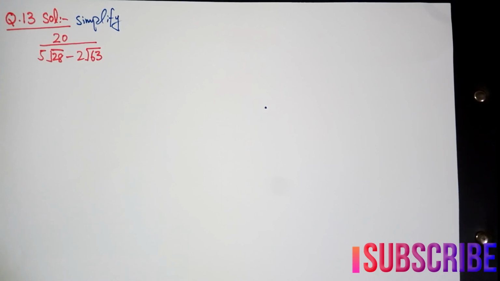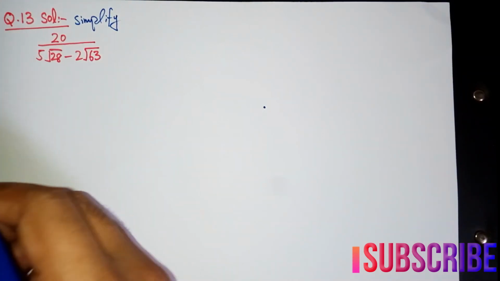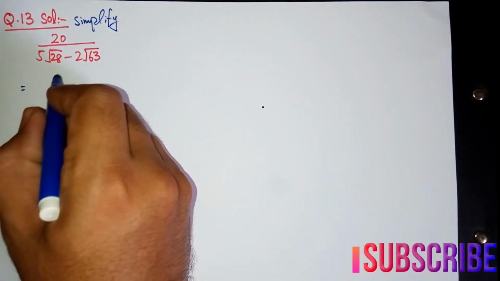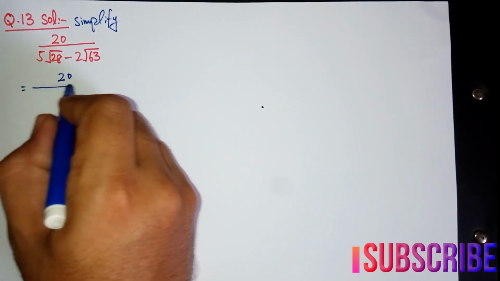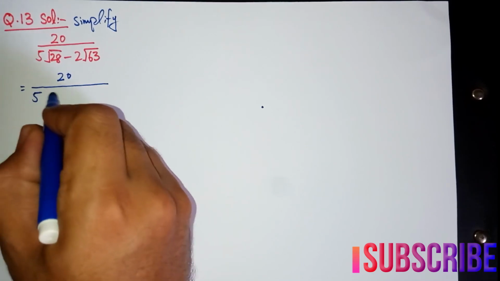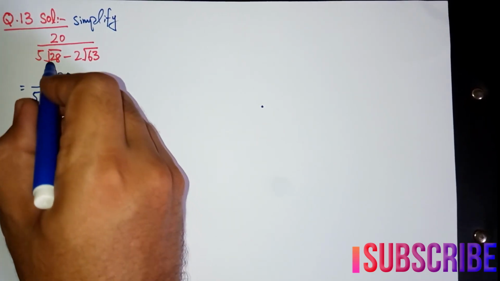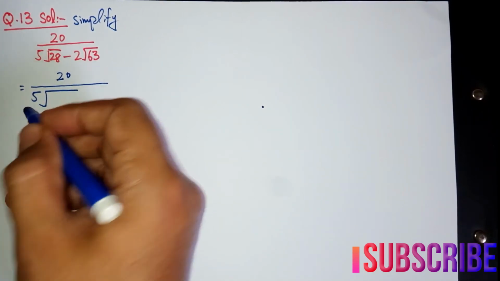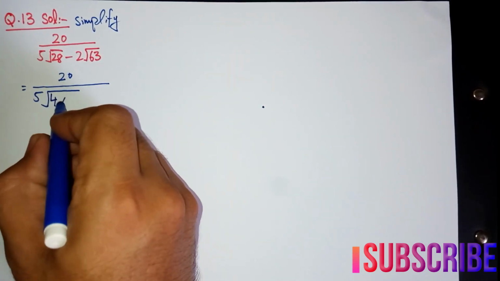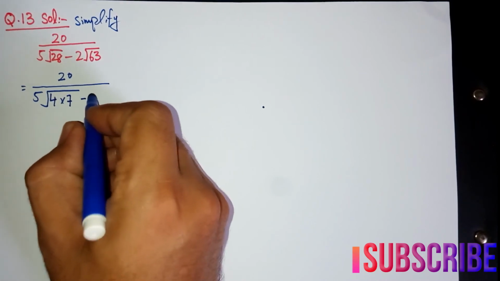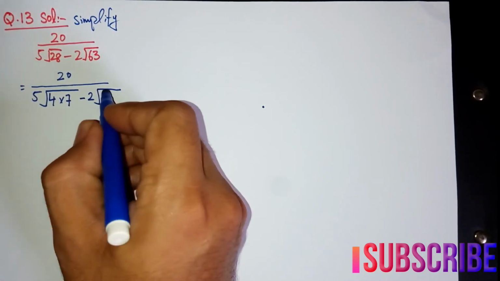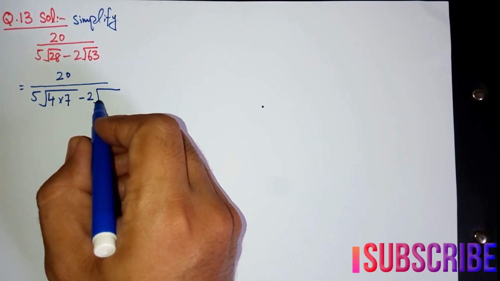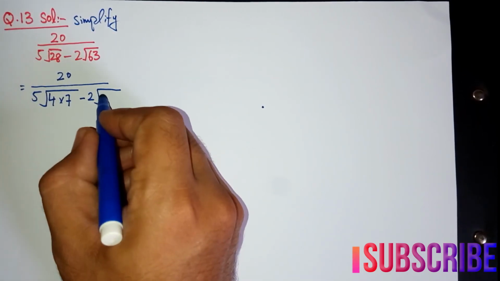So question number 13 is simplify 20 divided by 5 square root 28 minus 2 square root 63. Let us solve this one. 20 divided by 5. Let us convert 28 into two numbers, one with the complete square, another without. So that is 4 times 7 is 28, minus 2. Same way we will do for 63. 63 is 9 times 7, because 9 is a complete square of 3.